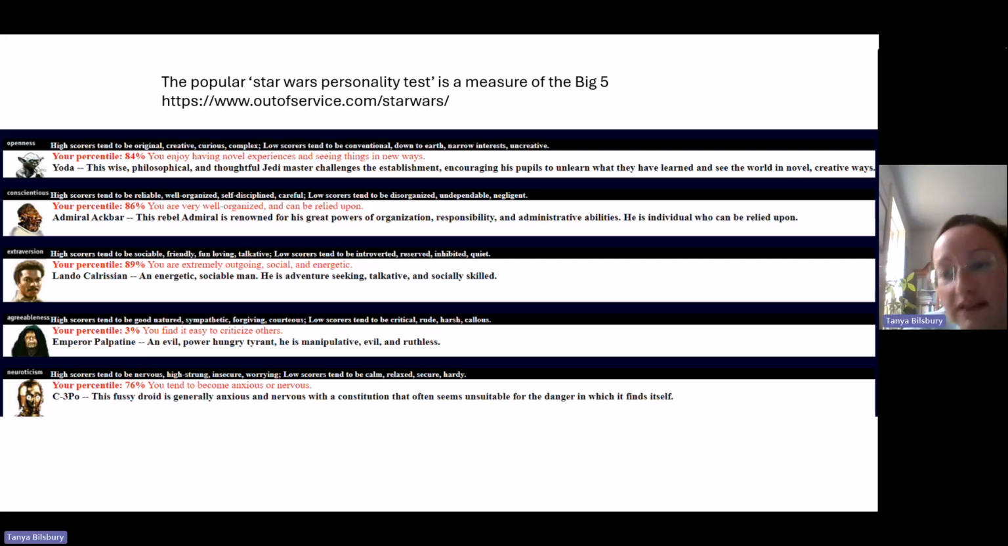Extroverted, open, relative to others, and damn, pretty disagreeable, 3rd percentile. I find it easy to be critical. I'm very into critical thinking. And here's something interesting, and this changes. This is illustrative of a big difference between the Big Five and the HEXACO. Here it's interpreting disagreeableness as actually kind of being malicious, an evil, power-hungry tyrant, manipulative, evil, and ruthless.